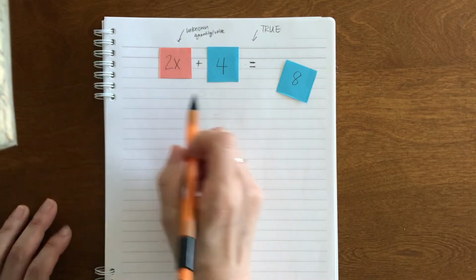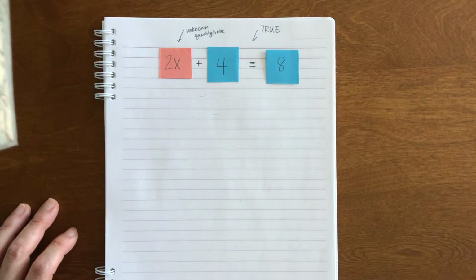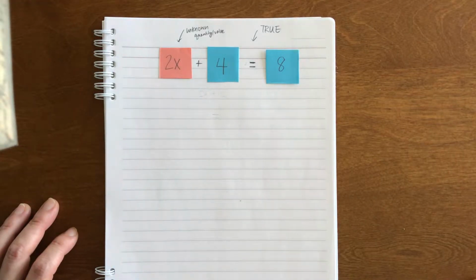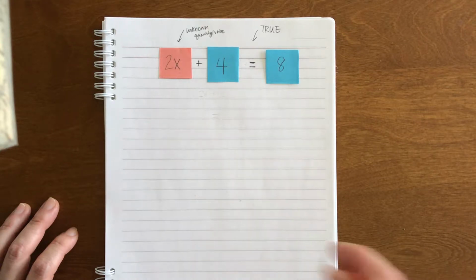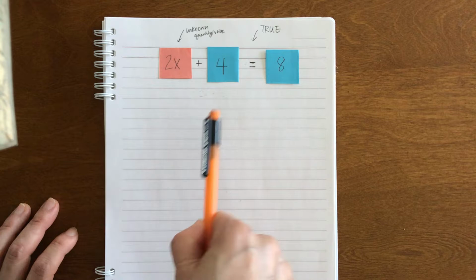And of course, x could be any letter. Sometimes we practice writing a, b, c, any other letters, just to remind you that the unknown doesn't always have to be x, but it is the most commonly used letter or variable. So we're just going to stick with that for now. As you can see, what we're trying to do is figure out what is that x and how do we get there?